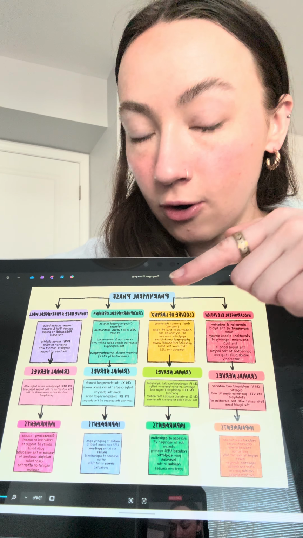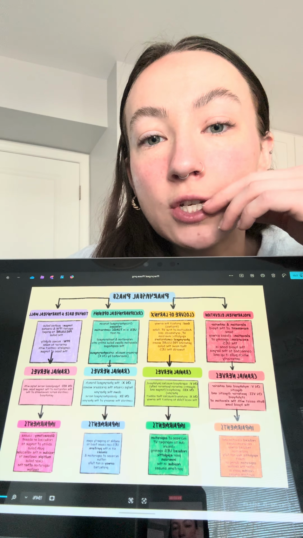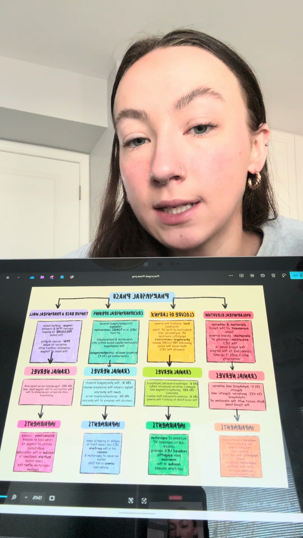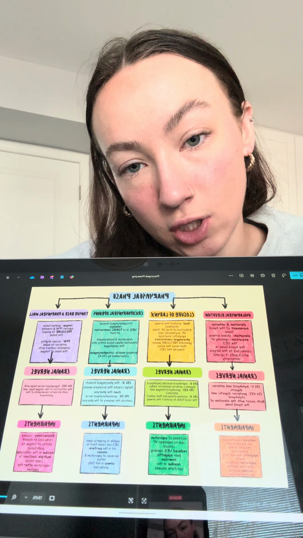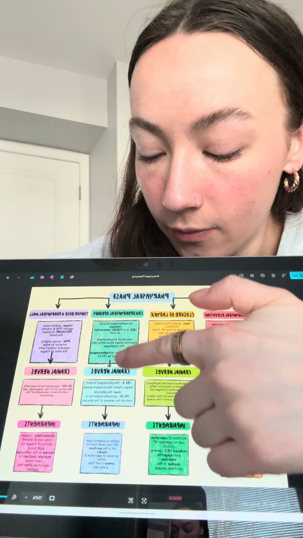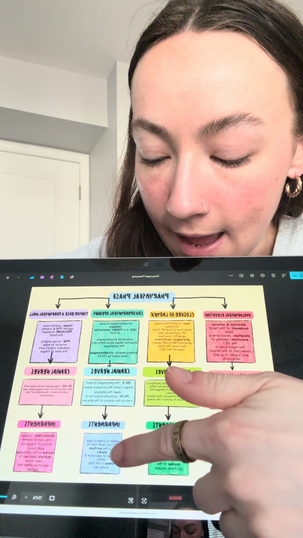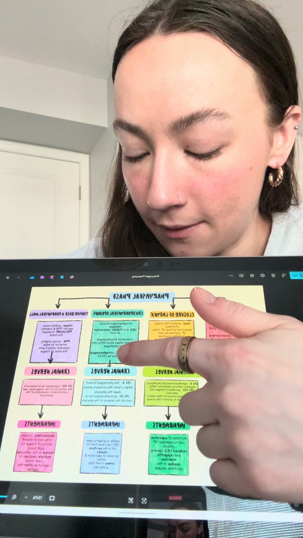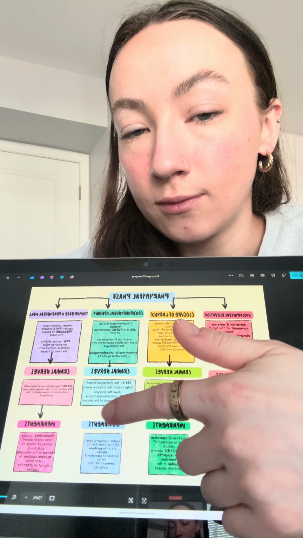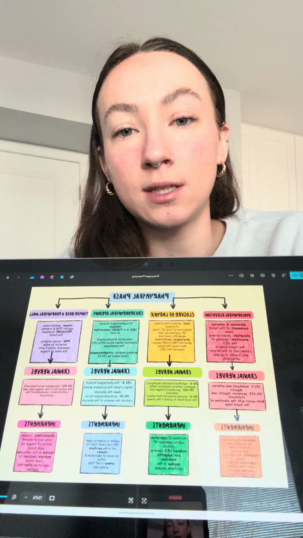Then we have the cricopharyngeal opening, in which the cricopharyngeal muscle relaxes and the upper esophageal sphincter opens. The cranial nerves involved with that, 9 and 10, and then the different impairments that can happen if that relaxation of the UES does not occur.